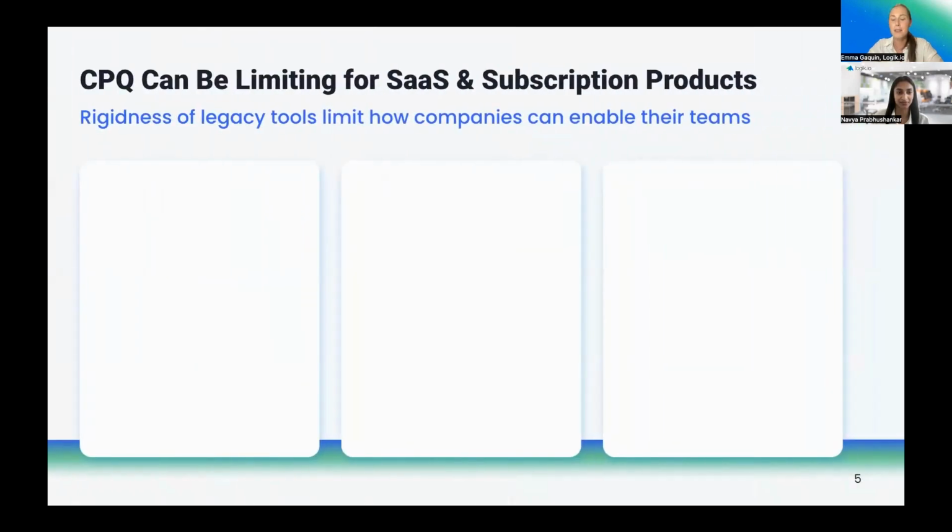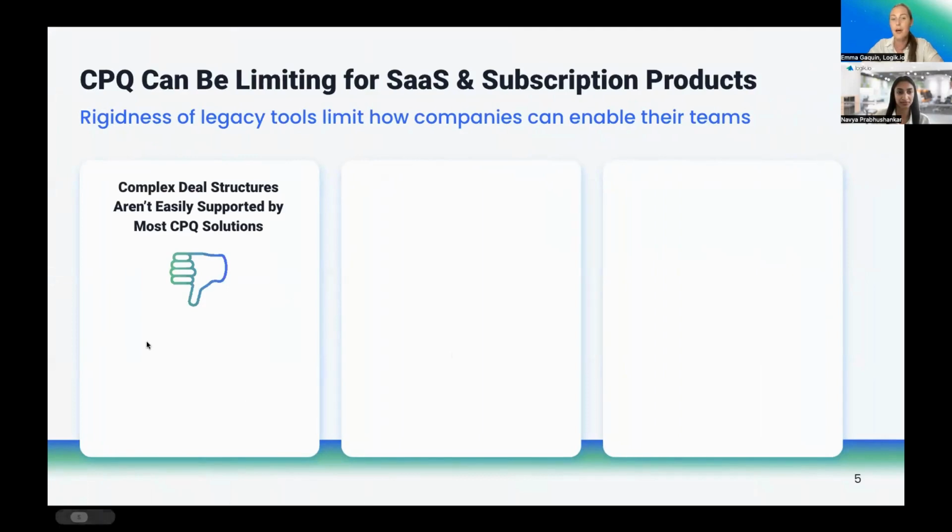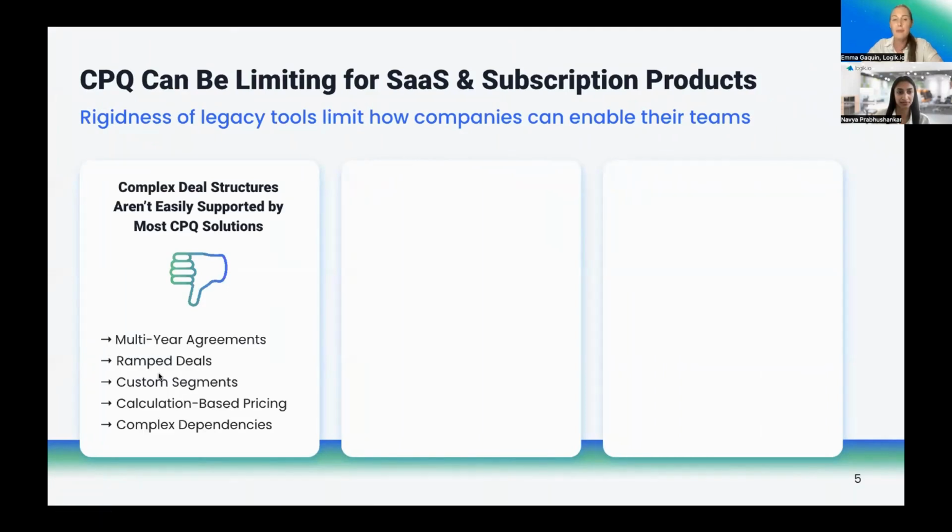Most current CPQ solutions limit SaaS and subscription products and deals. Many of the legacy CPQ tools that we use today are strict in their structures and limit how companies are able to enable their teams and customers. Complex deal structures aren't easily supported by most CPQ solutions, so they're not able to support multi-year agreements, ramp deals, custom segments, calculation-based pricing, or complex dependencies.